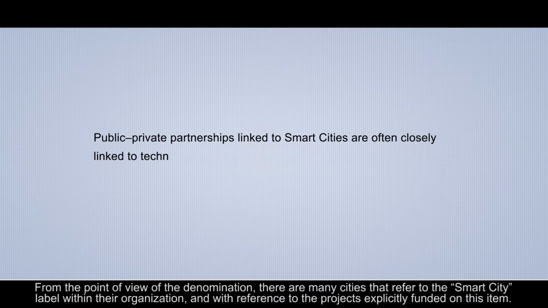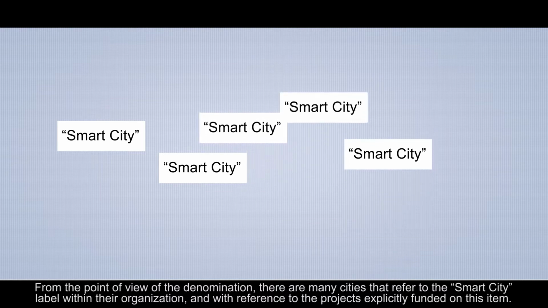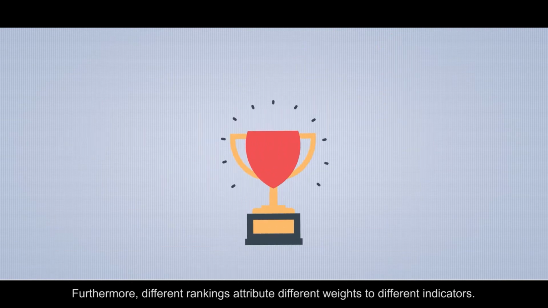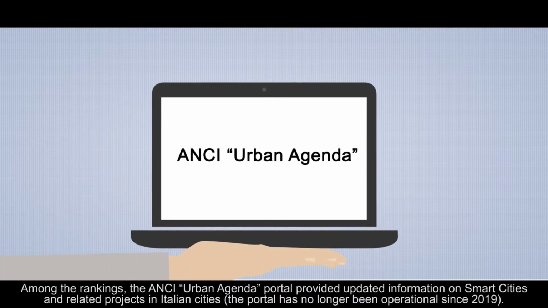From the point of view of the denomination, there are many cities that refer to the Smart City label within their organization, and with reference to the projects explicitly funded on this item. Furthermore, different rankings attribute different weights to different indicators. Among the rankings, the ANCI Urban Agenda portal provided updated information on smart cities and related projects in Italian cities.